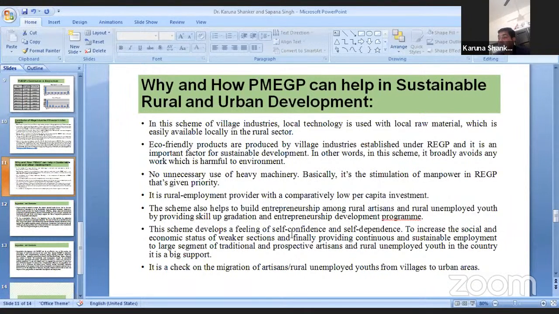Okay, so no unnecessary use of heavy machinery. Basically, manpower is given priority under the scheme, providing rural employment with comparatively low per capita investment. Also, the scheme helps to build entrepreneurship among rural artisans and rural unemployed youth by providing skill upgradation and entrepreneurship development programs. So this scheme develops a feeling of self-confidence and self-dependence, increasing the social and economic status of weaker sections, and finally provides continuation of sustainable development to a large segment of traditional and prospective artisans and rural unemployed youth in the country. It is a big support. So it is also a check on the migration of artisans and rural unemployed youth from villages to urban areas.